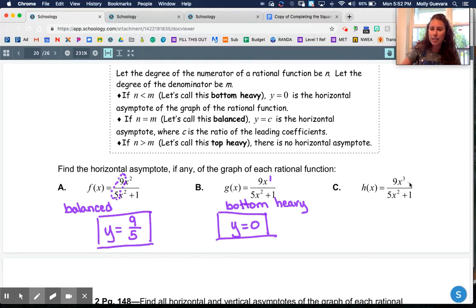And then the last one here is my top exponent is a 3. The degree of the top is the 3. The degree of the bottom is 2. So because the degree of the top is bigger, this is top heavy. And since it's top heavy, there is no horizontal asymptote. So it has nothing to do with the 9 and the 5, right? We're looking at the exponents, the degree of the polynomial to determine if those are top heavy, bottom heavy, or balanced.